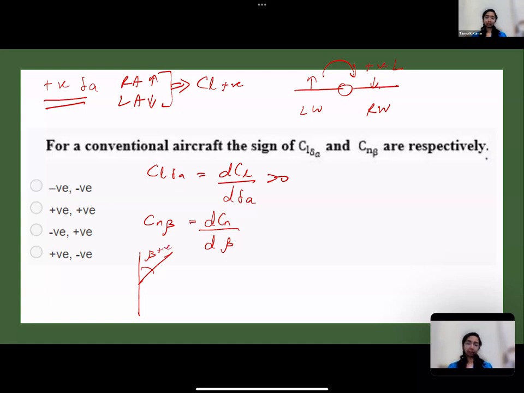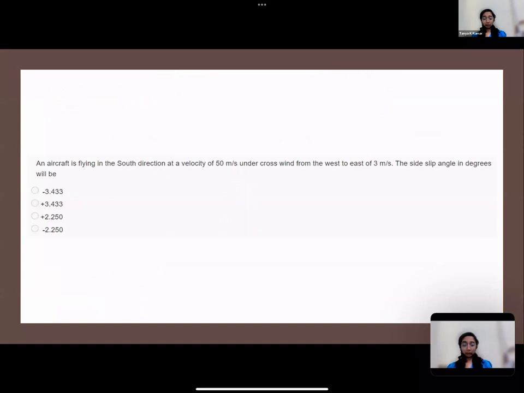This is positive beta. Positive beta produces Fy, correct? Produces negative Fy. Now, does this produce positive or negative yaw? Positive yaw, correct. So it produces positive N. So this is also greater than 0. So both of them are positive, correct? Yes. Okay, now look at this question.